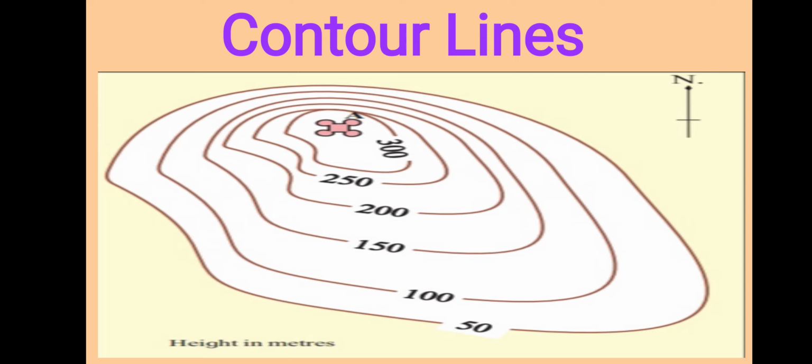Understood these characteristics of the contour lines? Contour line means the line which joins the places of the same height. These lines do not intersect each other. If the distance between two lines is less, then the slope is more. If the distance between two lines is more, then the slope is less. Okay.